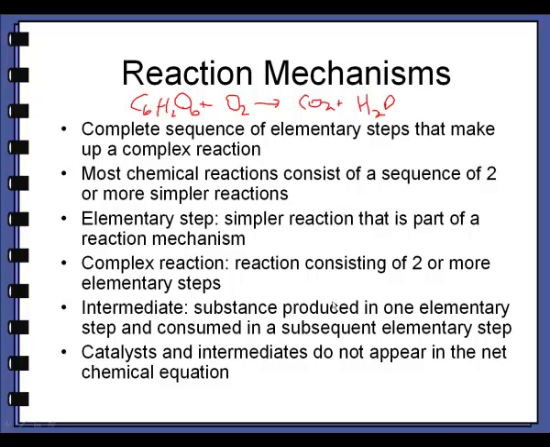Catalysts, in these reaction mechanisms, are sometimes represented as reactants, but then are recreated as products later on. So catalysts can be consumed in a step but recreated in another step. Intermediates are the opposite. They're created in a step and then consumed in another step. So try and keep that in mind.